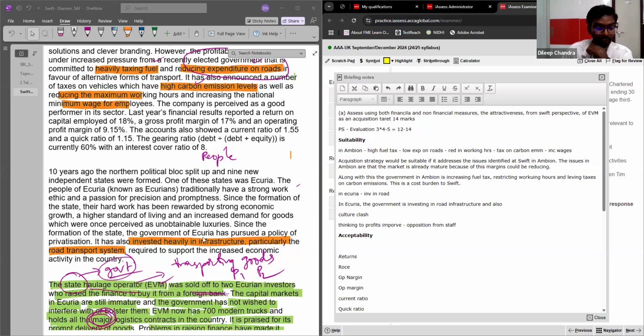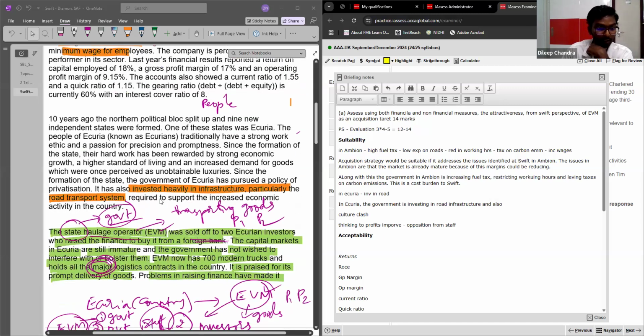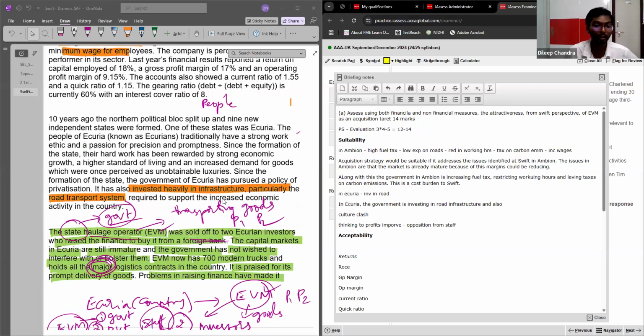Since the formation of the state, the government of India has had a policy of privatization. It has invested heavily. Increased economic activity required to support the increased economic activity. Okay, they want to support the increasing economic activity, which means they did not reach the highest stage yet. So maybe the industry is not mature over there.